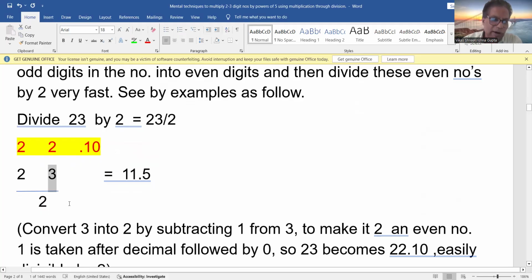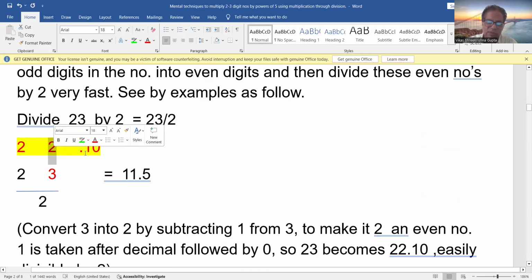So suppose you have to divide 23 by 2. Now here 3 is an odd digit. So what I do is put the even number just below 3, which is 2, and the difference is 1. So I take it to the next level, I put it forward, and I get the number 10.